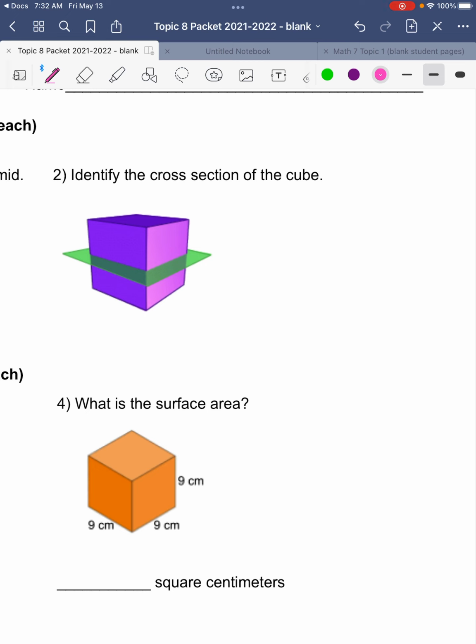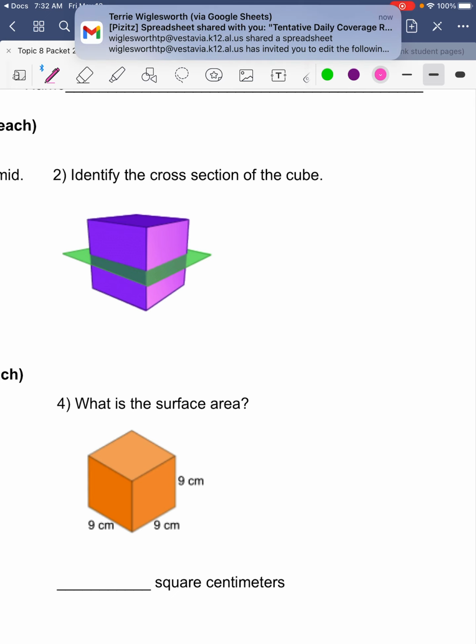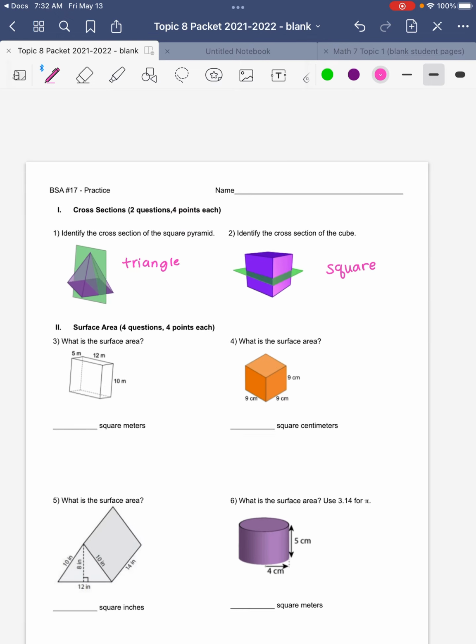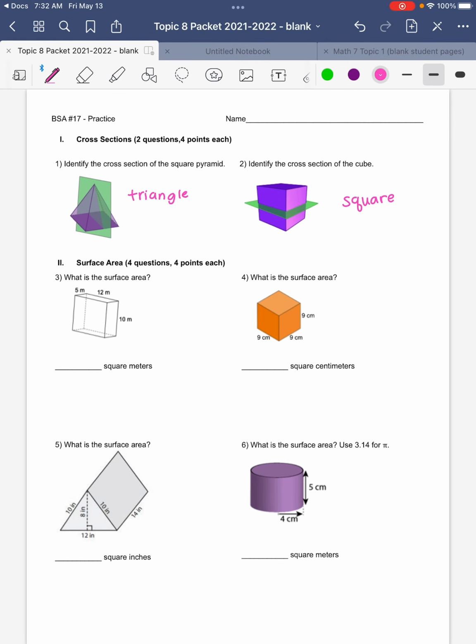Okay, so the cube I know has the same side lengths for all the sides. So I'm cutting this parallel to the base, and anytime I cut parallel to the base, the shape that I see matches the base. So because this is a cube, I know that the base is a square, and because I'm cutting it parallel to that base, my cross-section has to be a square. Okay, so now let's move on to our surface area questions.